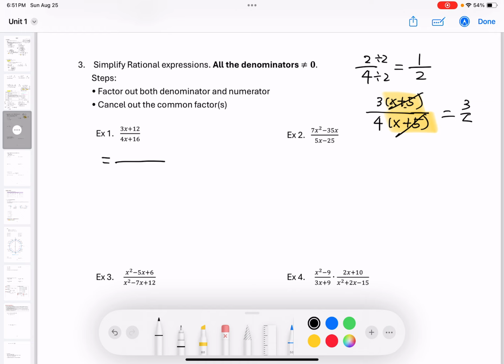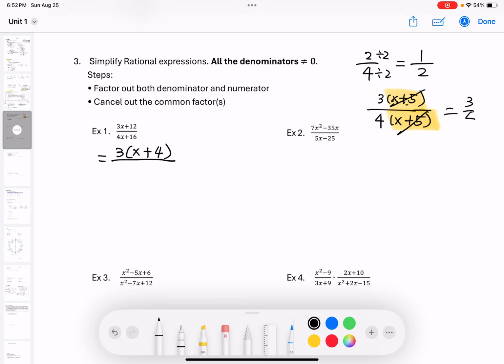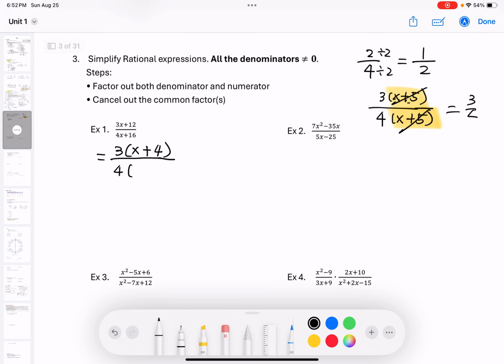Okay, let's see how to factor the first example. On the top, 3x plus 12. They all have the common factor 3. So factor out 3 from 3x. Left over is x. Then plus 12. 12 divided by 3 is 4. Okay, the bottom, 4x plus 16. GCF is 4. Left over is x plus 4. Some of you say, easy. 3 over 4, 3/4.